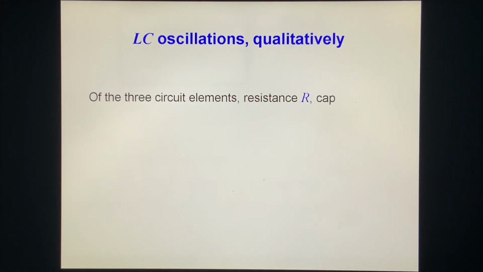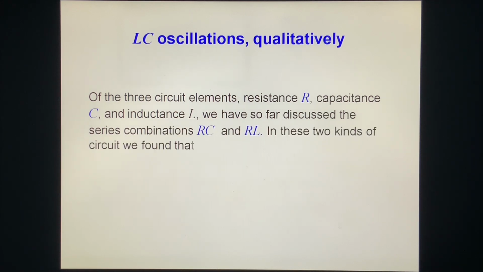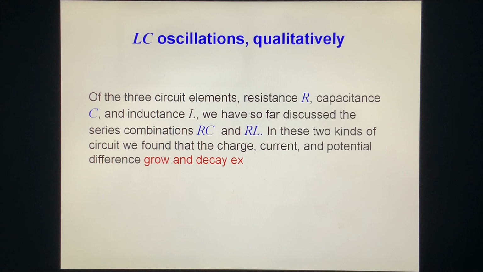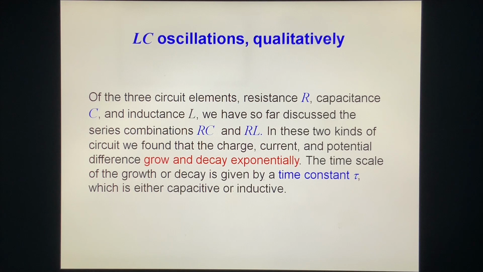LC oscillations, quantitatively. Of the three circuit elements, resistance R, capacitance C, and inductance L, we have so far discussed the series combinations RC and RL. In these two kinds of circuit, we find that the charge, current, and potential difference grow and decay exponentially. The time scale of the growth or decay is given by a time constant τ, which is either capacitive or inductive.